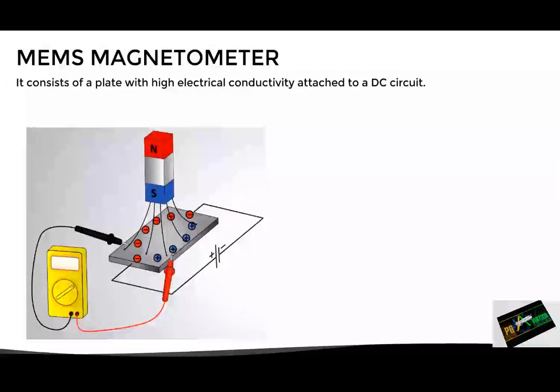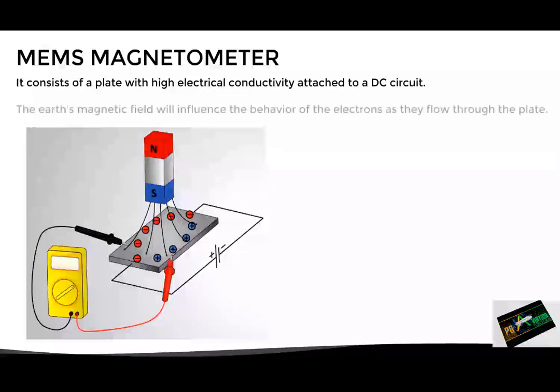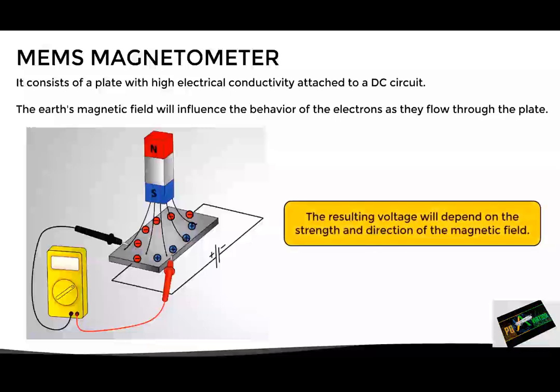Finally, a MEMS magnetometer consists of a plate with high electrical conductivity attached to a direct current circuit. In this case, the Earth's magnetic field will influence the behavior of the electrons as they flow through the plate. This way, if the voltage between 2 points in the plate is measured, the resulting value will depend on the strength and direction of the magnetic field, thus allowing to measure it in the 3 axes.